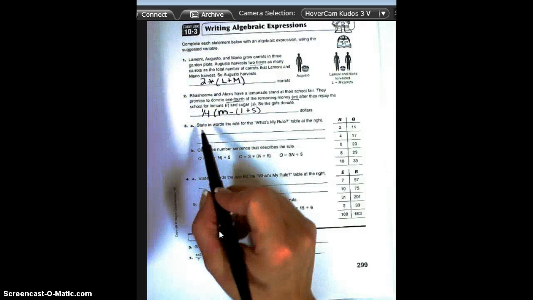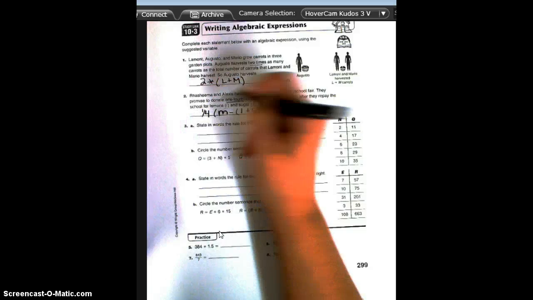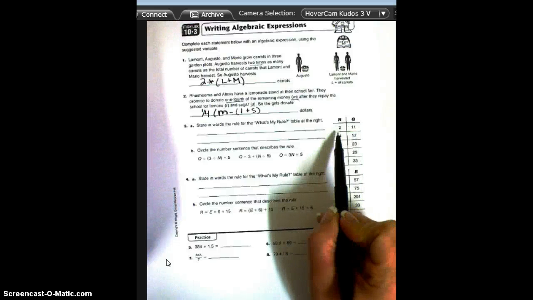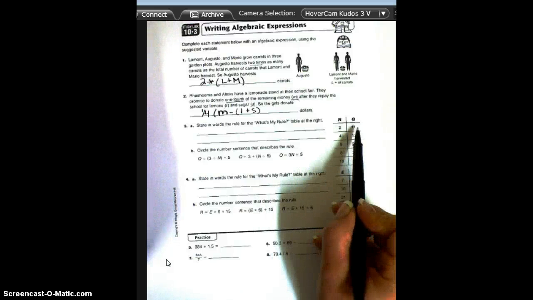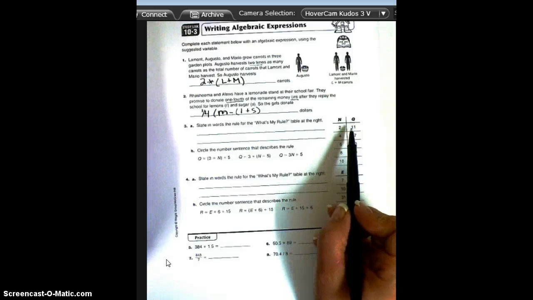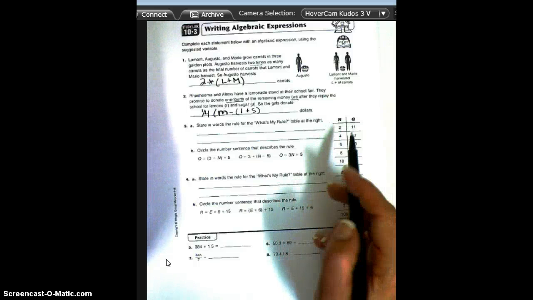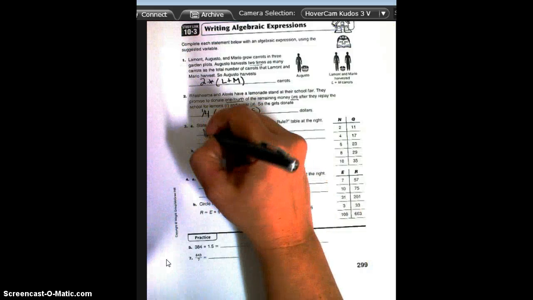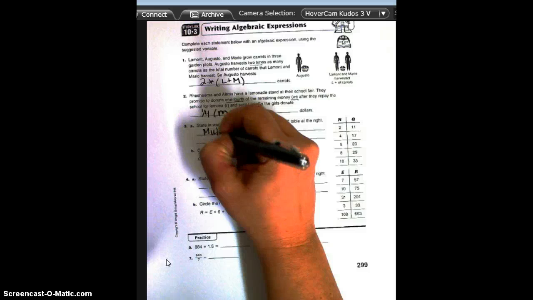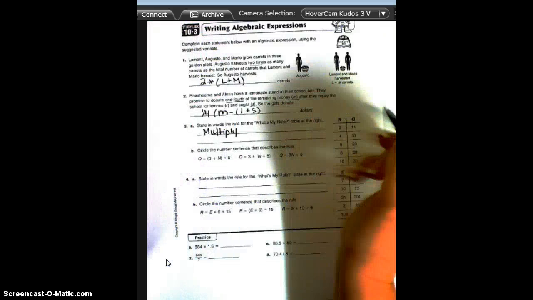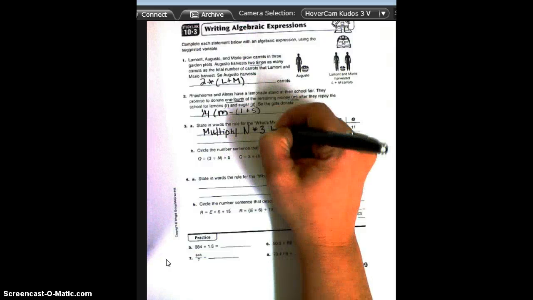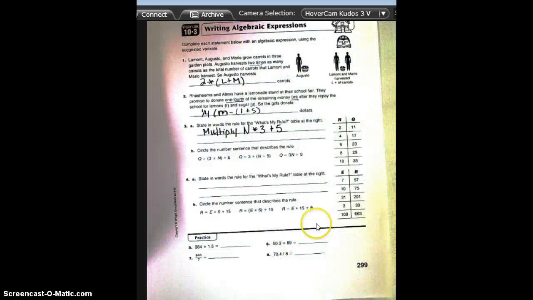And the next one, this is a 4, by the way. State in words the rule for what's my rule, the table at the right. I think these can be very tricky to figure out. This one has 2 steps. One of it's multiplication, and then you have to add. So the rule is multiply by 3 and then add 5. Multiply n times 3, and then we'll add 5 on that one.